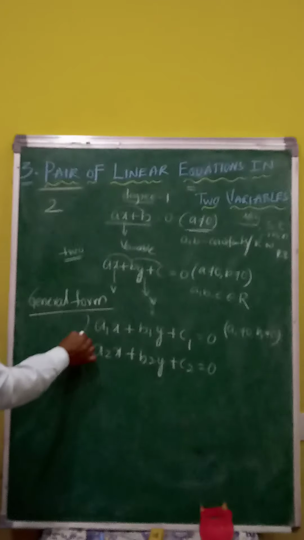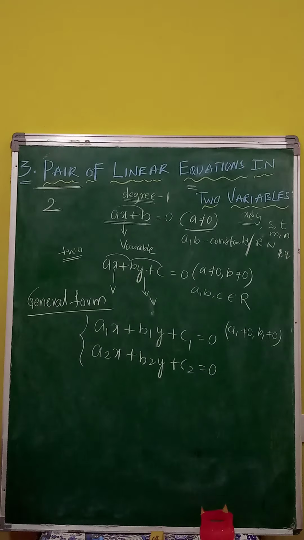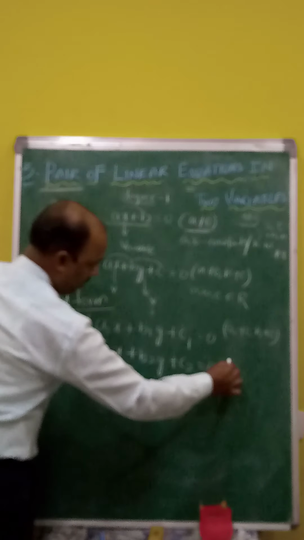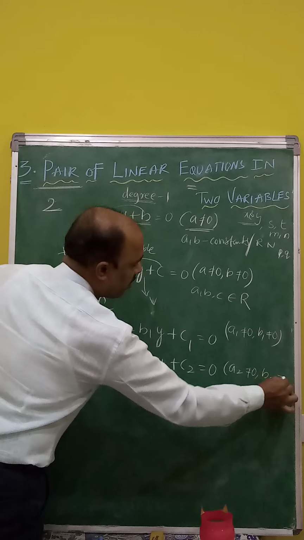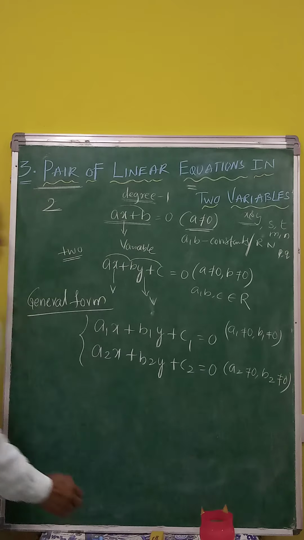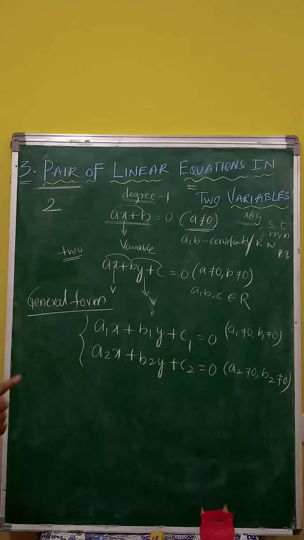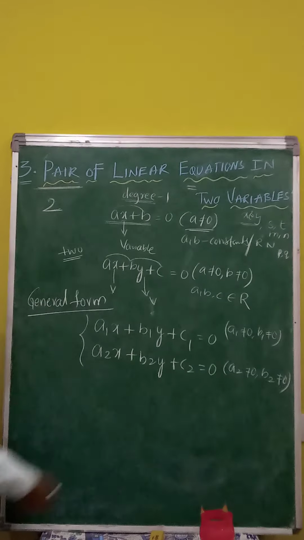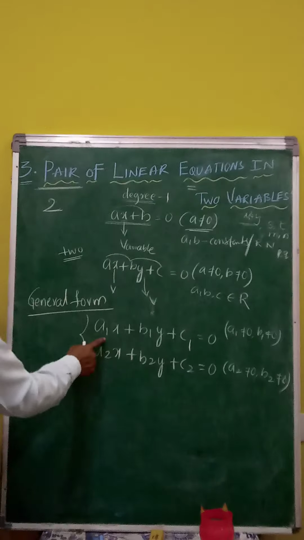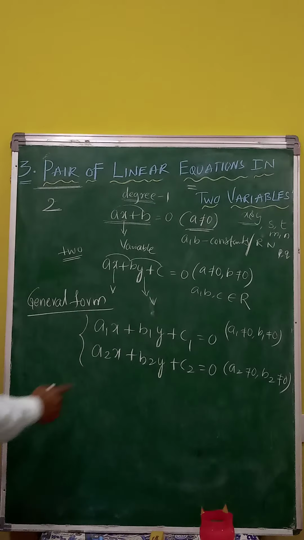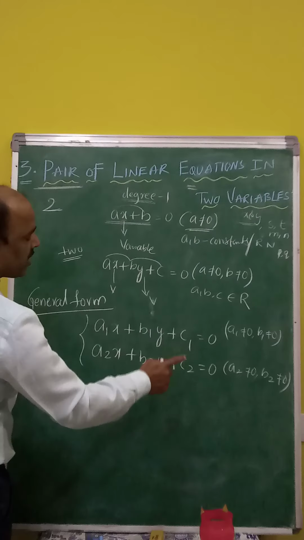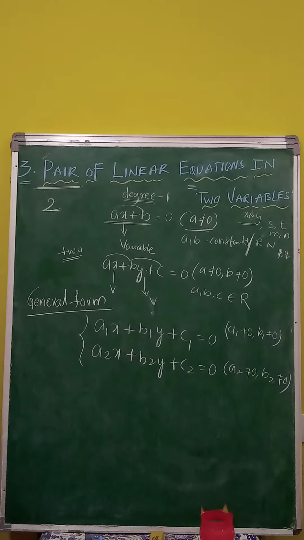Now together what is called here? Pair of linear equations. Again, same way, a2 does not equal 0 and b2 does not equal 0. Children, here pair means two linear equations. Both are a pair of linear equations in two variables. What are the variables here? x and y. a1x plus b1y plus c1 is equal to 0, first one. And second one, a2x plus b2y plus c2 is equal to 0.